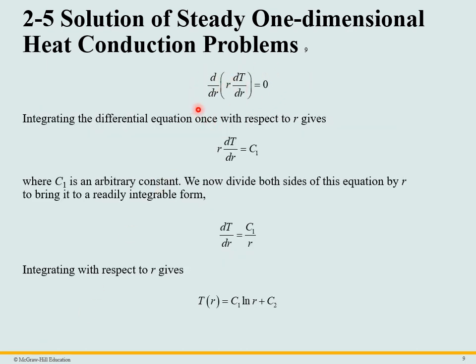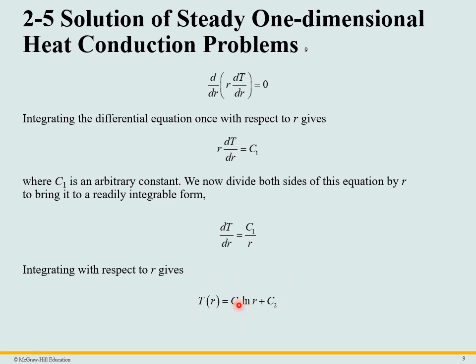We start with our equation we just developed. We integrate once. So you integrate on this side, you get rid of the d over dr. You integrate on this side, you get a constant. Then we can integrate again on both sides. So to do that, you can divide both sides by r. You get dT over dr is C1 over r. Integrate both sides. So over here you get T as a function of r. Over here you get a natural log, and you get another arbitrary constant. So this is our most general solution.